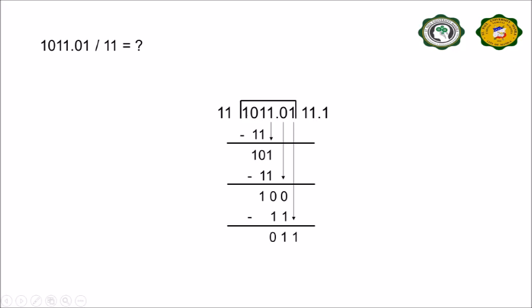So since we can divide 11 into 11, we'll be adding another 1 for our answer. Then we'll perform the same process of binary subtraction. So it will be 11 minus 11. So 1 minus 1 is equal to 0, and the other one is 1 minus 1 is equal to 0, for a total product of 0. So we will have a remainder of 0 for this equation. So the answer for this equation will be 11.11.